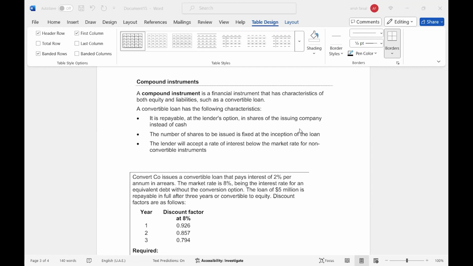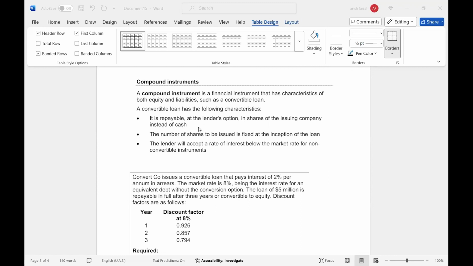So it's up to the investors to decide whether they want to take the principal amount back, or let's say they are too happy or too satisfied with the performance of the company over the loan period, and now they have decided to become the investors of the company. Okay. Because you have given them the option to do it, it has the element of equity, and it also has an element of liability. So a convertible loan note should have the following characteristic. These types of questions can be tested in the theoretical part. So it is repayable at the lender's option, in shares of the issuing company instead of cash.